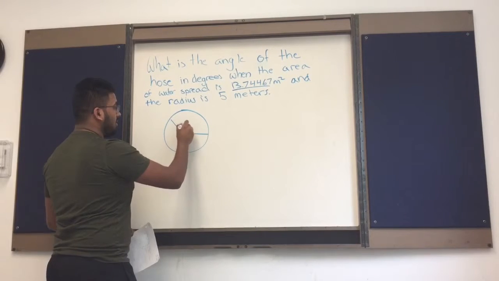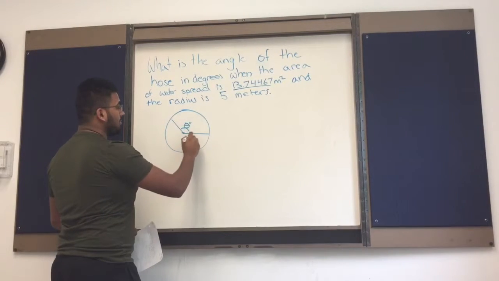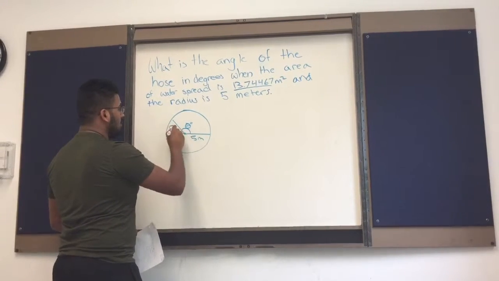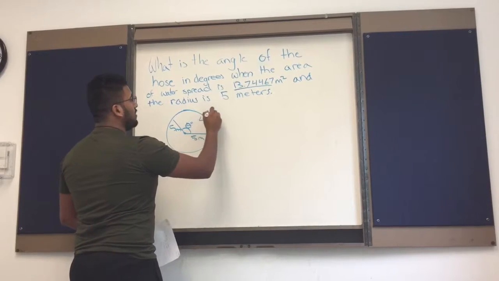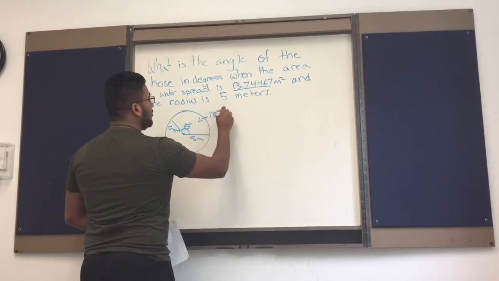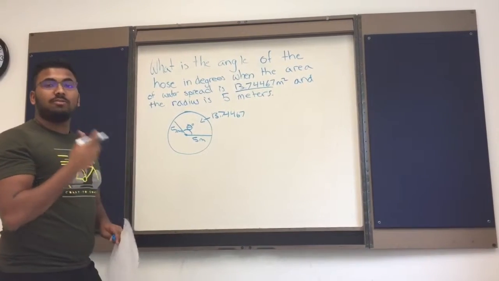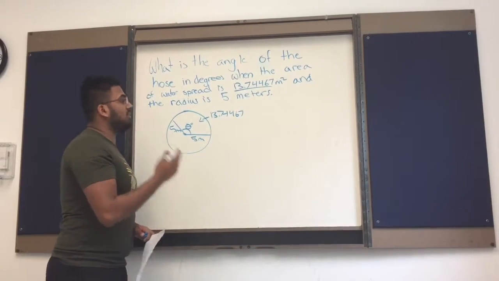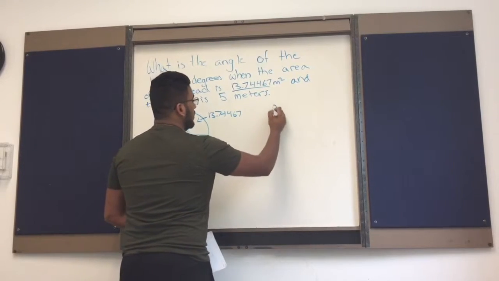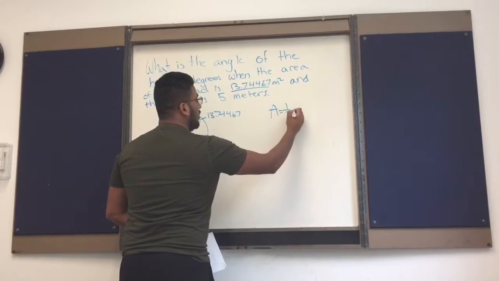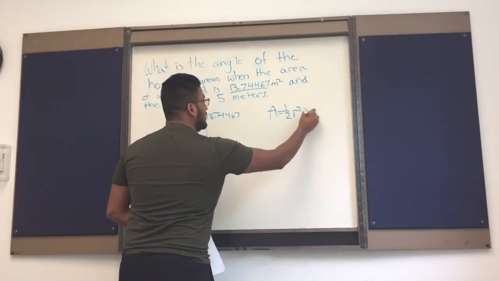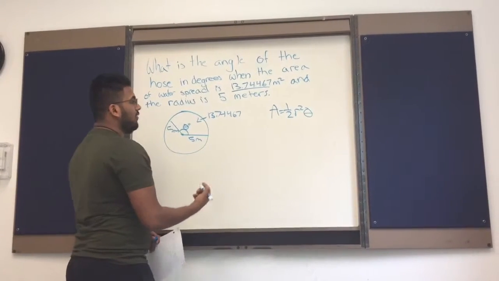And instead, we're trying to find the degrees this time. The radius is 5, and the area is 13.74467. So the first thing you should do is find out what equation you're using. For this one, we're using A equals 1/2 radius squared times theta. Let's plug in our values.